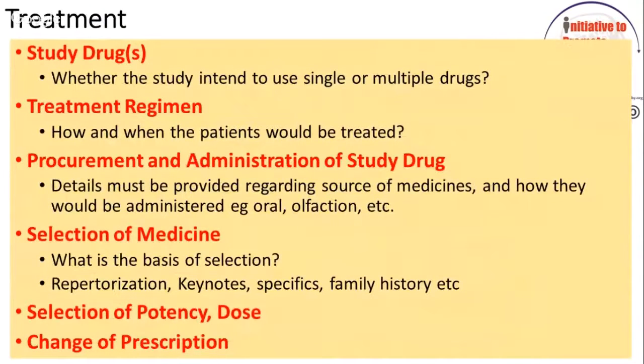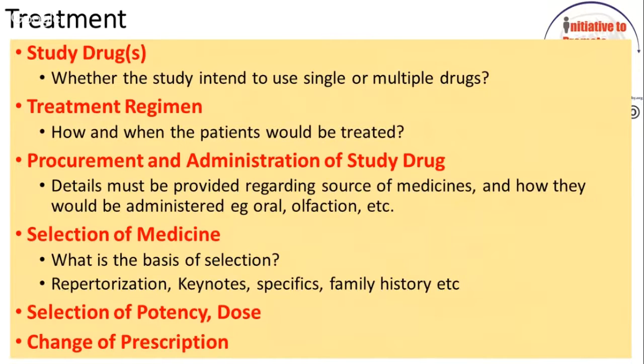After this, we have the treatment part. This part of protocol writing is important from a homeopathic point of view. What are the study drugs? Whether the study intends to use a single or multiple drugs. What is the regimen? How and when would the patient be treated? From where would the medicine be procured, the source of medicine, and how would it be administered?